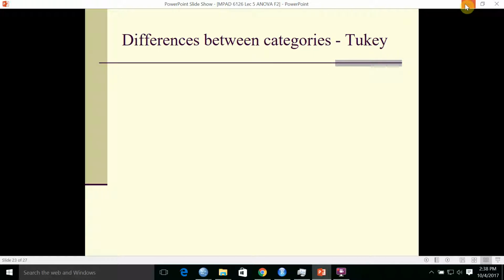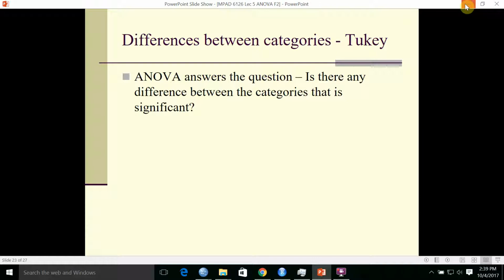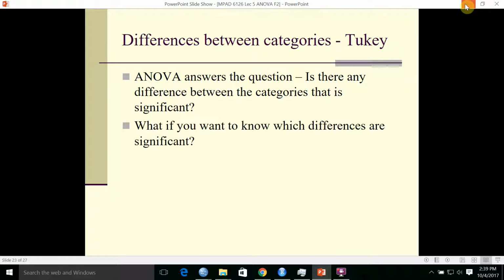Okay, last thing we're going to go over tonight before you can stop watching this video. We're going to test the individual differences between the categories. And to do this, we'll use the Tukey's test. The general ANOVA answers the question, is there any difference between the categories that's significant? So when you get a significant value, it might be category 1, it might be category 2, or it might be category 3. You don't necessarily know.